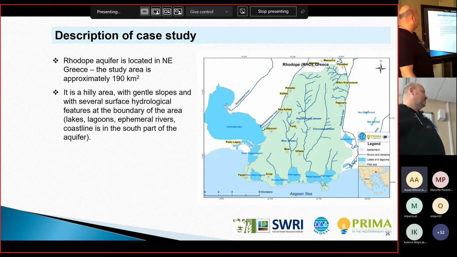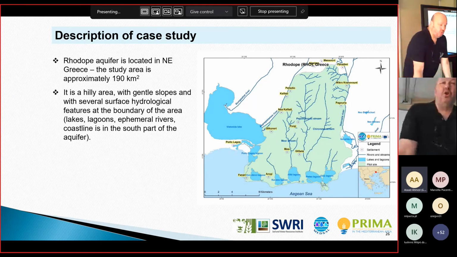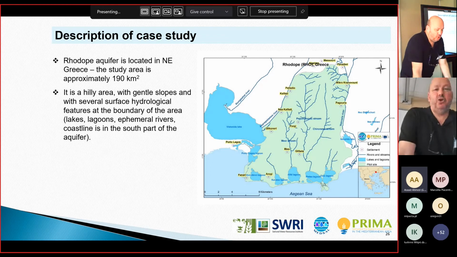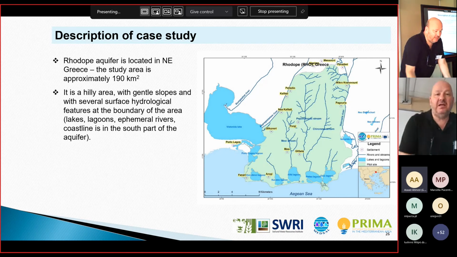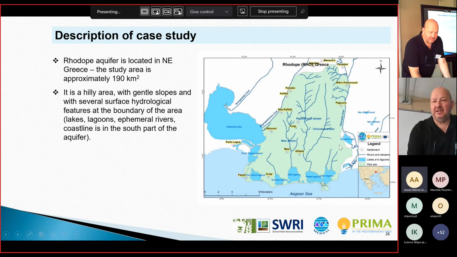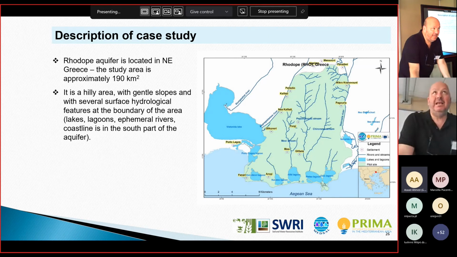This is the Rhodope aquifer. It's a study area located in northeast Greece, as you can see here. It's approximately 190 square kilometers. It is a hilly area, but with gentle slopes and several surface hydrological features at the boundary of the area. As you can see, we have these lakes. At the east boundary is Lake Ismarida. This is Lake Stonida, which actually is a lagoon, so it has salinity. It's not fresh water, only fresh water in Ismarida.